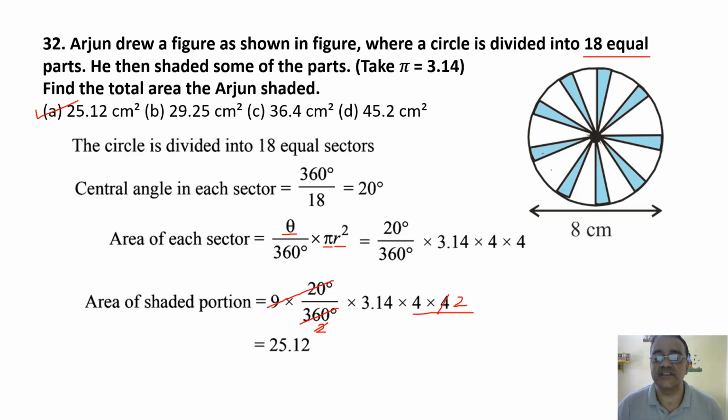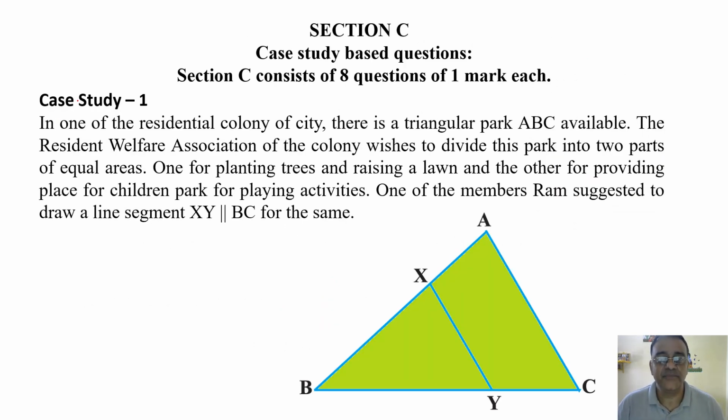Now we are moving toward the section C, case study question number 1. In one of the residential colony of city, there is a triangular park ABC available. The Resident Welfare Association of the colony wishes to divide this park into two parts of equal areas, one for planting trees and raising a lawn, and the other for providing place for children park for playing activities. One of the members, Ram, suggested to draw a line segment XY parallel to BC for the same. So based on this context, a few questions are there.